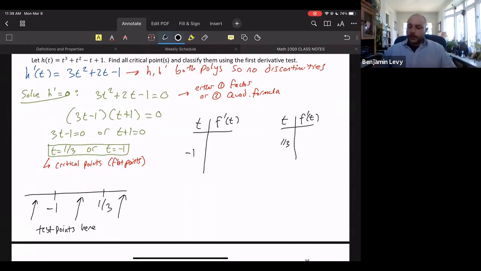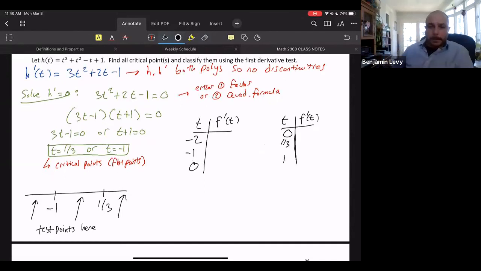Okay, I'm just going to sort of set the tables up. And then we want to pick a number to the left of -1. So -2 is good there. We want to pick a number to the right of -1, excuse me. So 0 is good there. And just to be clear, right, this is going to be the same spot that goes right here. And so you don't need to test that twice. Just trying to save some time. And then the third point, bigger than 1/3, is just 1, right? So we're picking easy numbers, best numbers we can, and we're just plugging them into the derivative.